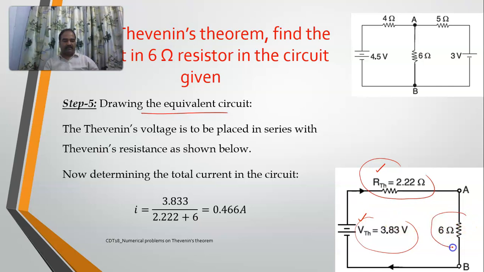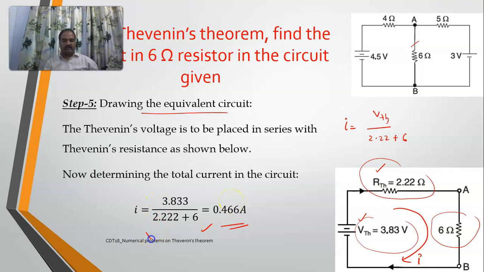Now I am replacing the resistor which I have removed earlier. So this is the 6 ohms resistor which I had taken off in the earlier case. So if I replace this one, now if you want to determine the current, what is the current now? Current in the network? It is very simple. VTH is the only voltage which is present here. My total resistance is 2.22 plus 6. I'll get somewhere around 0.466 amperes.